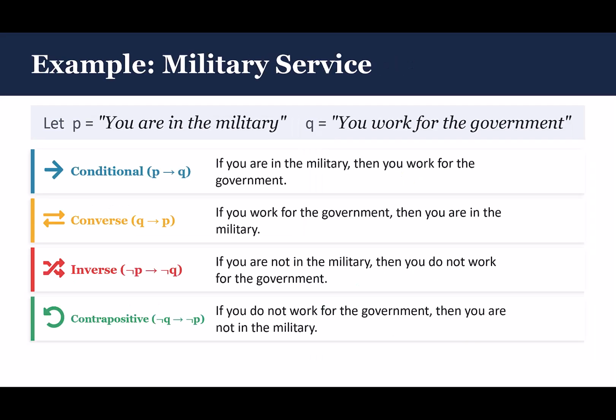As a first example, we're going to let P be you are in the military and Q will be you work for the government. If we write our conditional P implies Q, we would have the statement, if you are in the military, then you work for the government. If we flip that around to Q implies P, that says if you work for the government, then you are in the military. Moving on to the inverse, we have if you are not in the military, then you do not work for the government. Then the contrapositive says if you do not work for the government, you are not in the military.